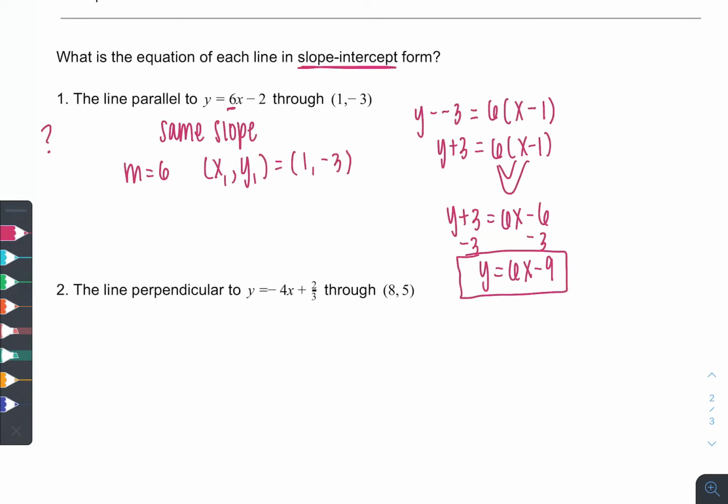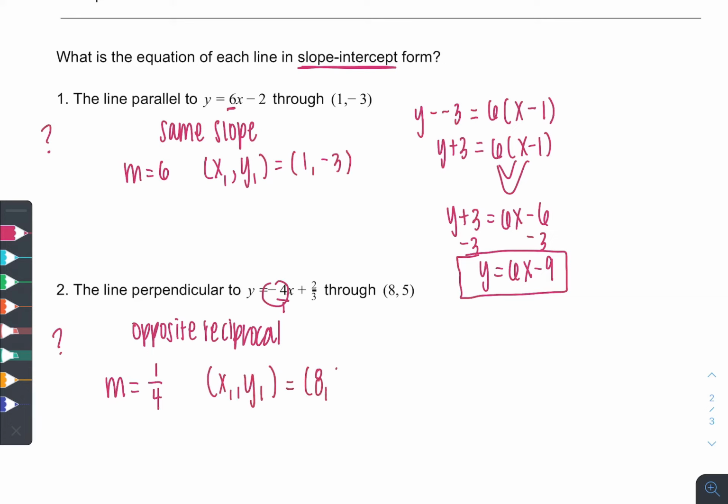Okay, for this next one here, the line perpendicular to y equals -4x plus 2/3, through 8, 5. Perpendicular lines have what kind of slope? They should have opposite reciprocal slopes. So -4 was our slope. So if I put that over 1, -4 would become a positive 1/4 for my new slope. And then x1, y1 is 8, 5.